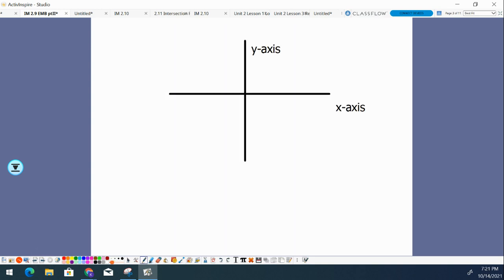So let's think about some things that have to do with end behavior. The x-axis goes left and right. Does it make sense? If I go to the left, I'm going in a negative direction towards negative infinity. If I go to the right on the x-axis, it's a positive direction going towards positive infinity. If we go down on the y, that's going in the negative direction. If we go up on the y, it's going in a positive direction.